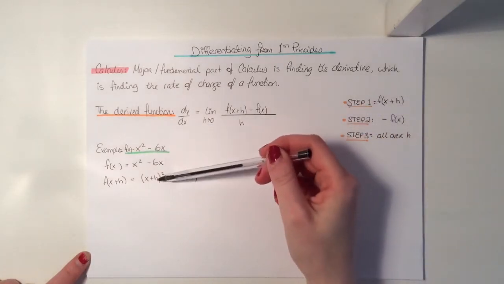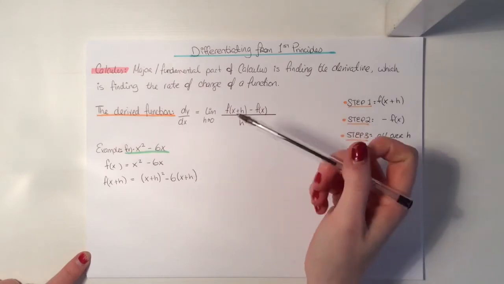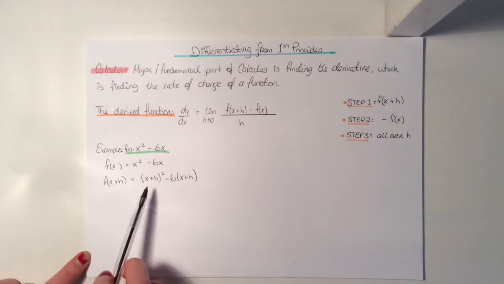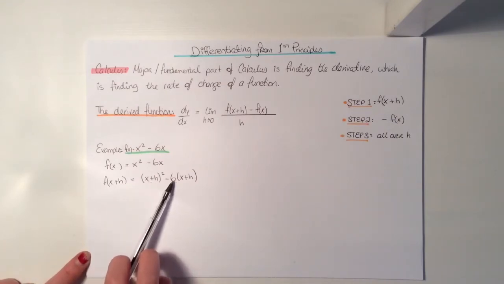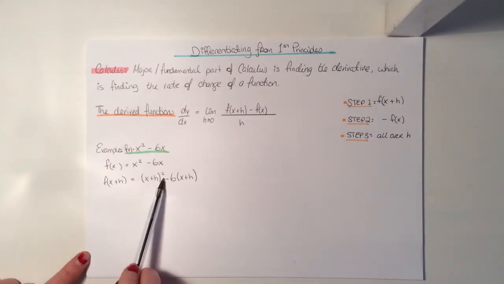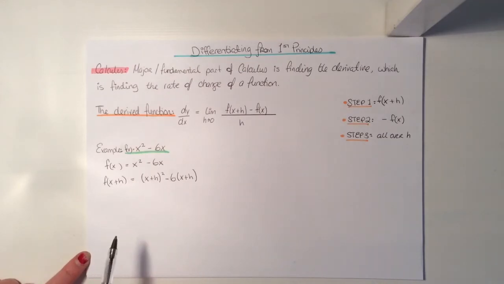Anywhere there's an x, I've added on an h. Be careful using brackets. Now I want to multiply this out. We've got squared here and we've got minus 6 times x plus h here. You've heard me say this hundreds of times: go off the rough work to do that. Do not do it in your head.